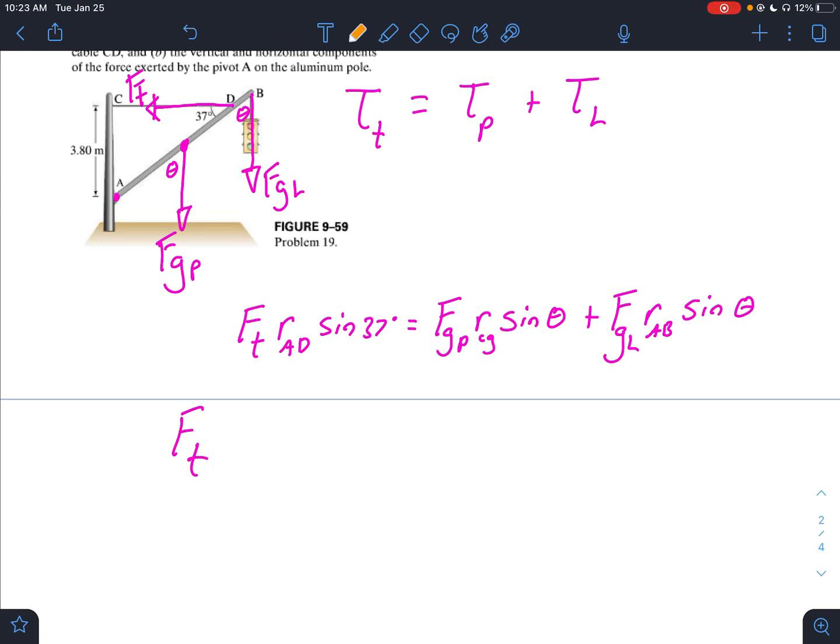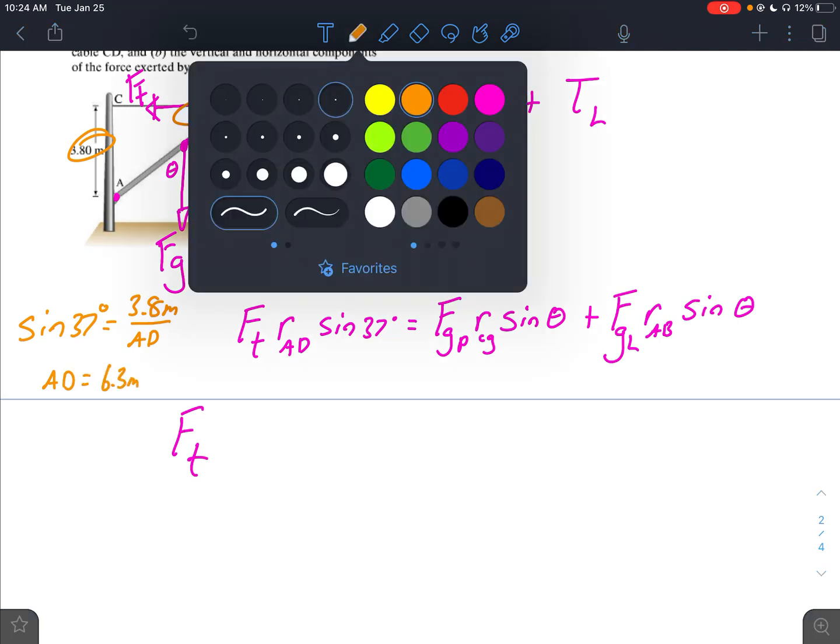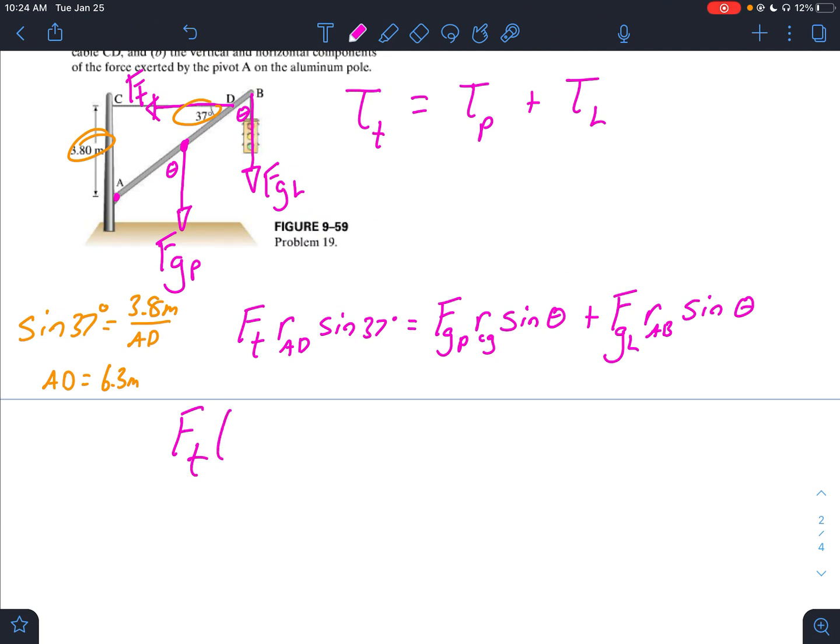So I have the opposite side of my angle here, so I'm going to use sine 37 equals opposite, so my 3.8 meters, over my hypotenuse, or really A to D. So if I plug that all into a calculator, I get AD equaling 6.3 meters. So I have that radius.